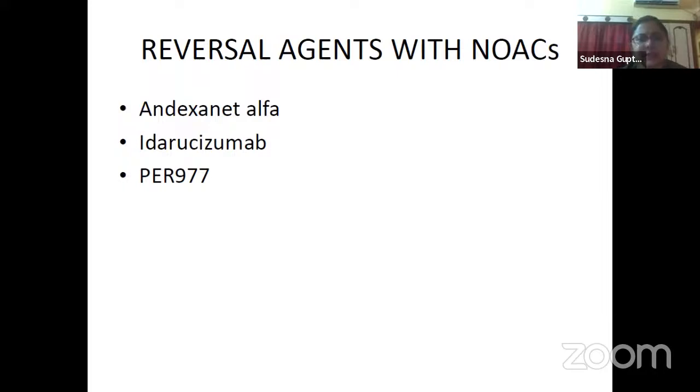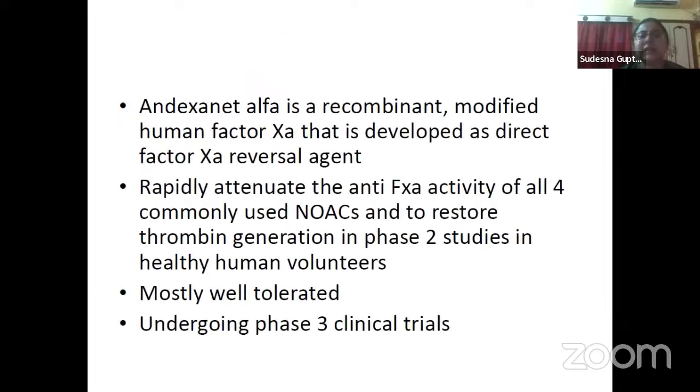Reversal agents for NOACs: three new reversal agents have been tried, which are andexanet alfa, idarucizumab, and PER977. Andexanet alfa is a recombinant modified human factor 10A developed as a direct factor 10A reversal agent. It rapidly attenuates the anti-10A activity of all 4 commonly used NOACs and restores thrombin generation in phase 2 studies. Mostly well tolerated, it is undergoing phase 3 clinical trials.